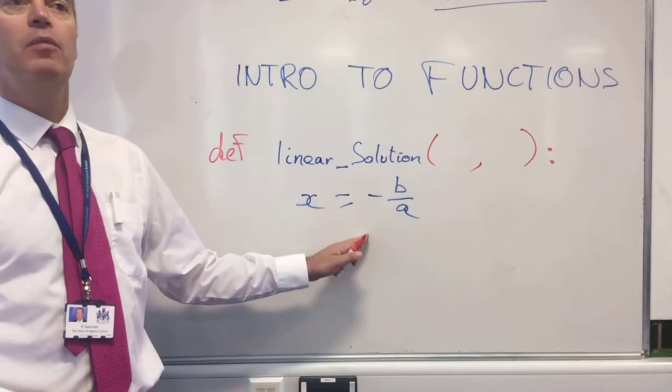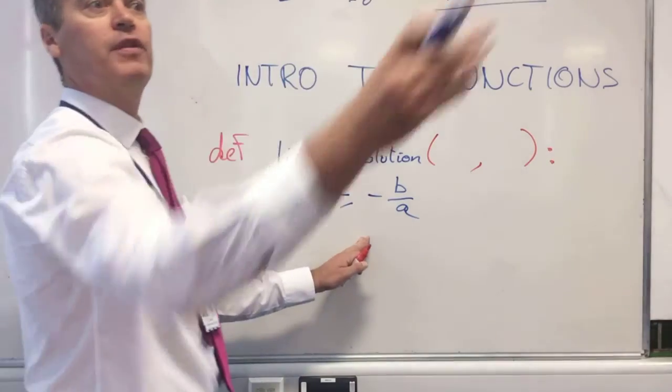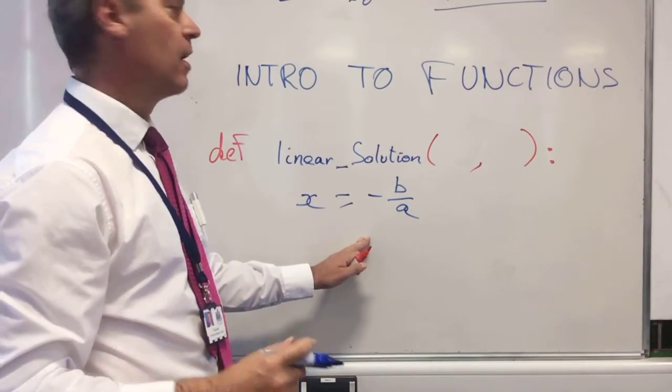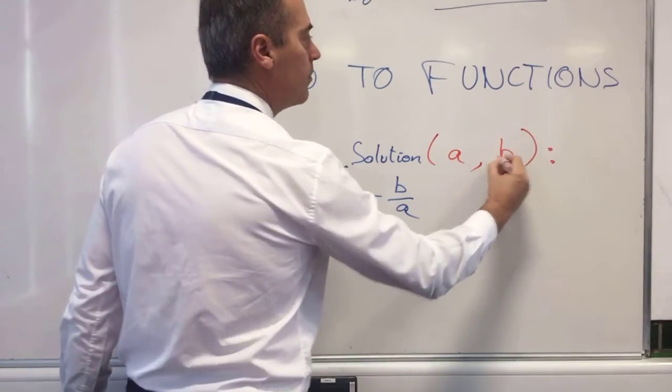Where do b and a come from in my function? I did give you a clue when I said they're parameters. Over there, please. Would they be inside the brackets? They are inside the brackets. So a, b.